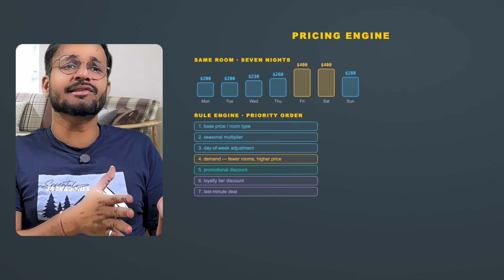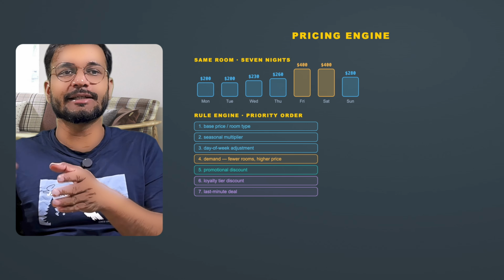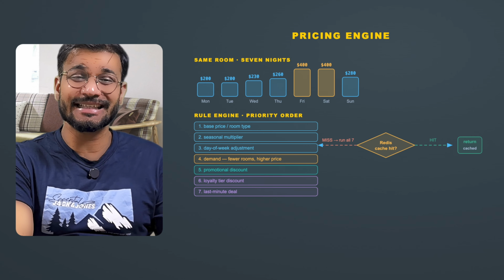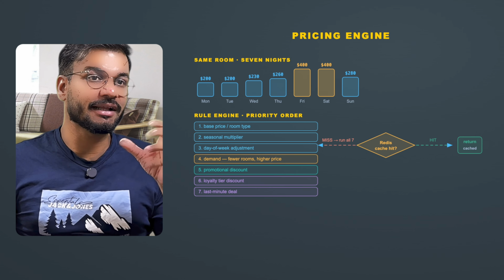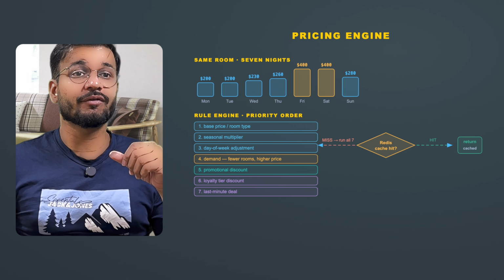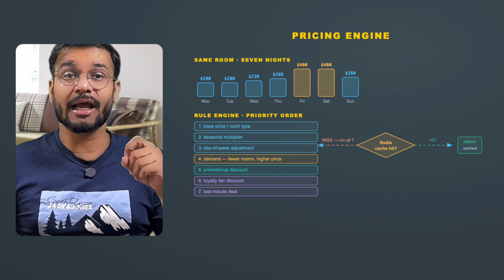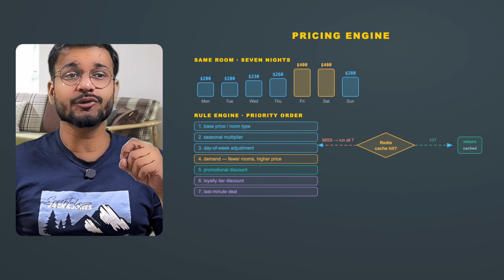You could implement this using a rule engine, a set of ordered rules evaluated in priority sequence. Or you can pre-compute prices for the next 365 days and cache them, only recomputing when a rule changes. But here's a principal engineer question. What if a hotel manager changes prices in real time? You need to do cache invalidation, and you need the updated price to reflect in the search results quickly.